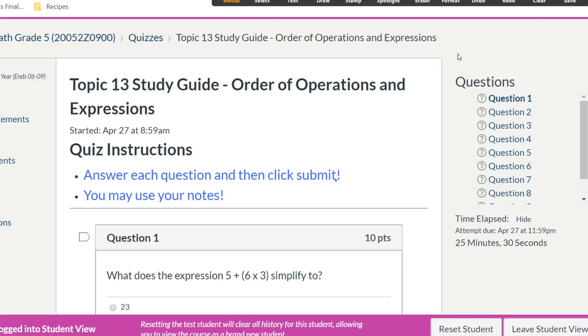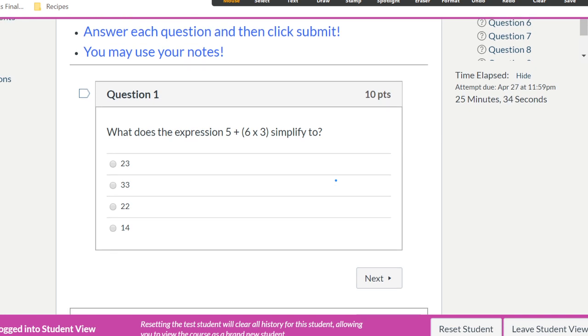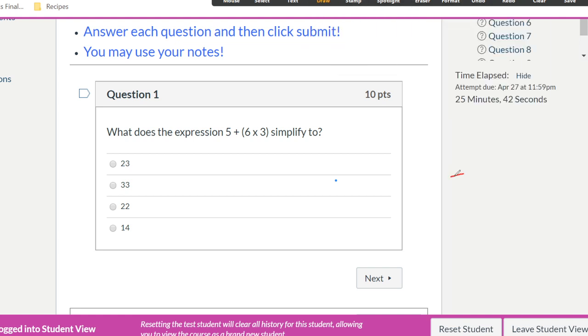All right, so for this very first question, we have: what does the expression 5 plus 6 times 3 simplify to? They're asking us to evaluate this expression, so we're going to go ahead and try to solve this. We have 5 plus 6 times 3. So now we need to think about what they're asking us to do. Well, we can already tell that when they say simplify, they're asking us to solve what this expression is.